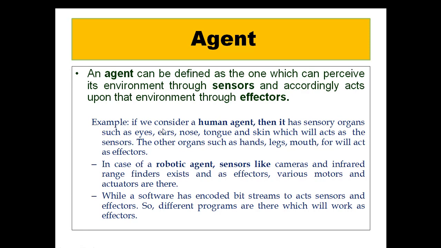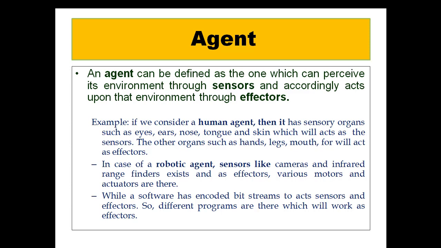So for example, if we consider ourselves, that is a human agent, then what happens? It has some sensory organs like eyes, ears, nose, tongue, skin, and they will act as the sensors. Got it? Our ears act as sensors to hear noise or sounds, and then eyes, then nose. They act as sensors because through them we get information from the environment. Eyes help us to see our environment. Ears help us to hear about that environment. Nose helps us to smell it. Tongue helps us to taste it. And skin helps us to feel it.